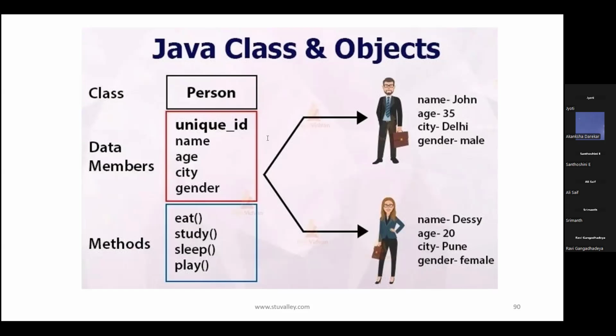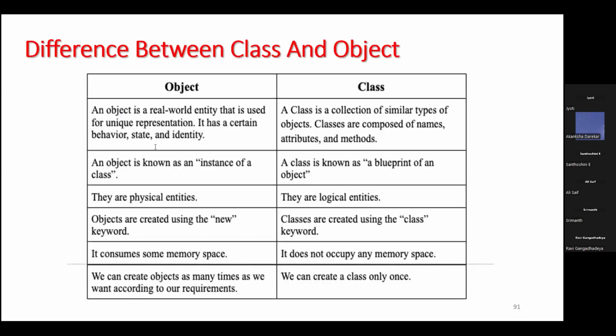Okay, the difference between class and object: an object, as we have seen, is a real world entity that is used for unique representation. It has certain behavior, state, and identity. Class is a collection of similar types of objects. Classes are composed of names, attributes, and methods. An object is known as an instance of a class, and class is known as the blueprint of an object.